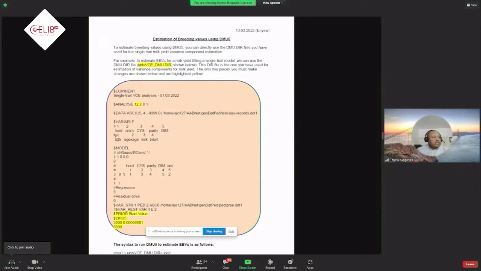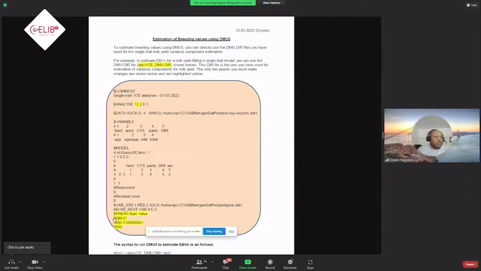You are using the same data. We are using the same model. But lastly, there are a few things that we have to provide. One is, as I have told you, a starting value. If you have not yet estimated starting values of variance components for this trait, you can get some numbers from the literature or something.